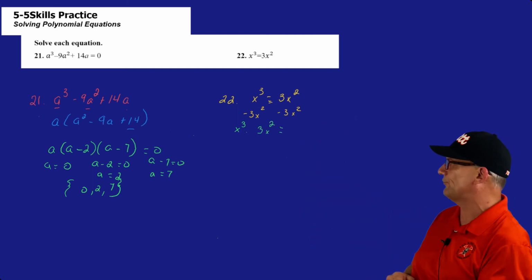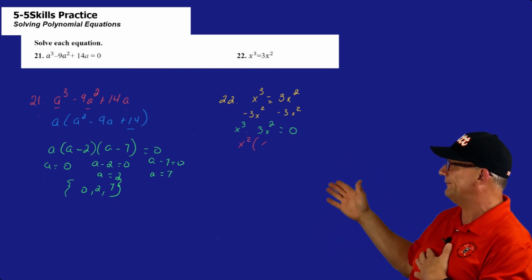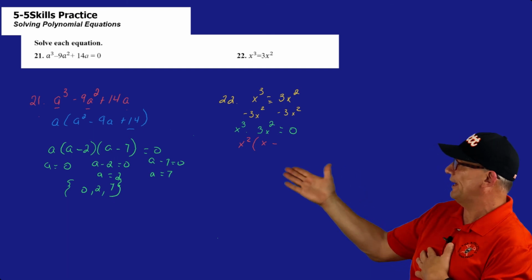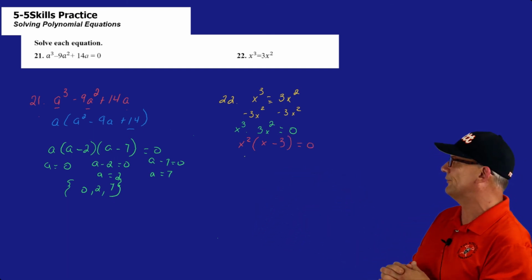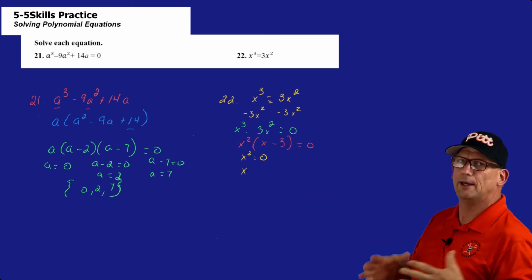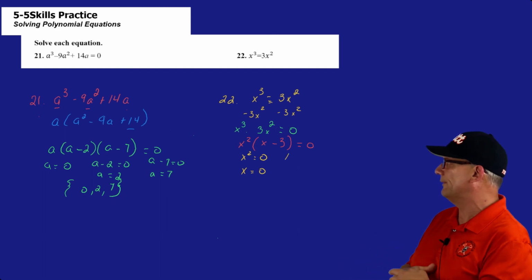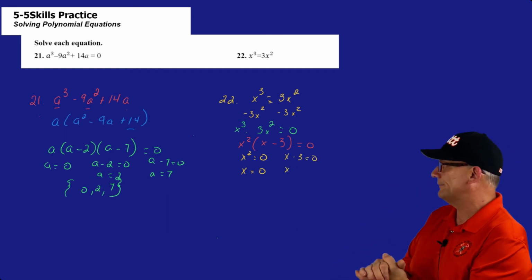We can take out an x squared from both terms. You're left with what? x minus 3. So x squared equals 0, and x minus 3 equals 0. Well, x squared equals 0 means x is 0. Add 3 to both sides for the x minus 3, and x is positive 3, right? So literally, x is 0 and 3, okay?